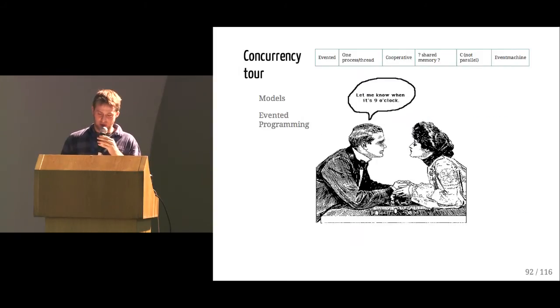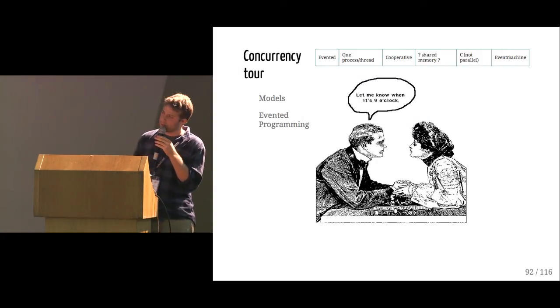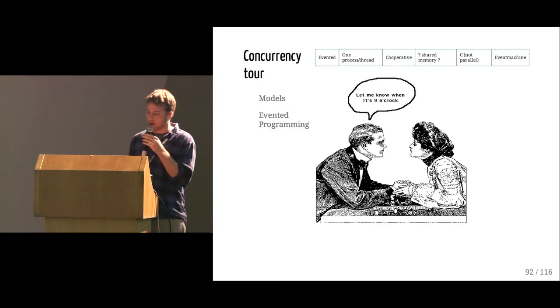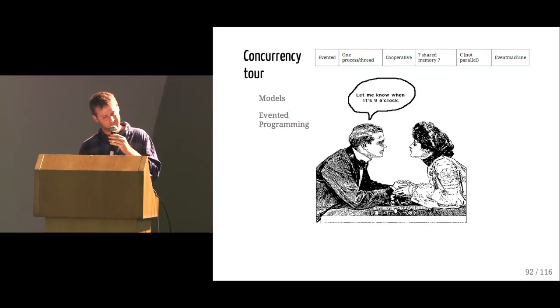All right, so the next one is evented programming, which is similar to coroutines in that it's cooperative, but it's different. Instead of using message passing, it uses shared memory as a way to communicate. But it doesn't really communicate because, similar to coroutines, we just have one single execution that's running, right? And this is again cooperative. And similar to coroutines, it's not parallel, right?